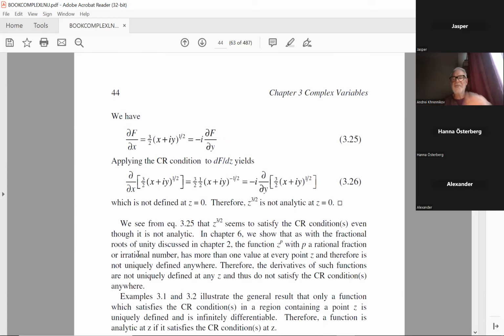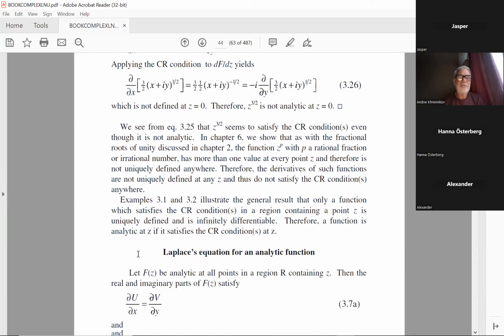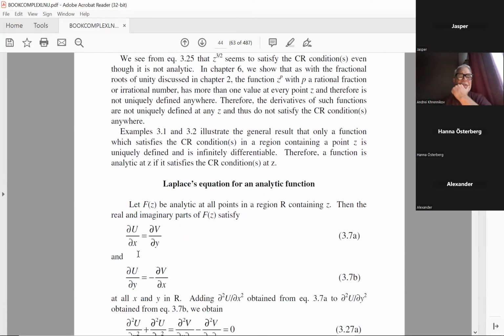I'm not such a fan of the Cauchy-Riemann condition. I know that it is very useful in hydrodynamics. I'm not sure that many of you would work in hydrodynamics, but even in electrical engineering, people typically consider a signal as a function of complex z. So, okay, now the Laplace equation.